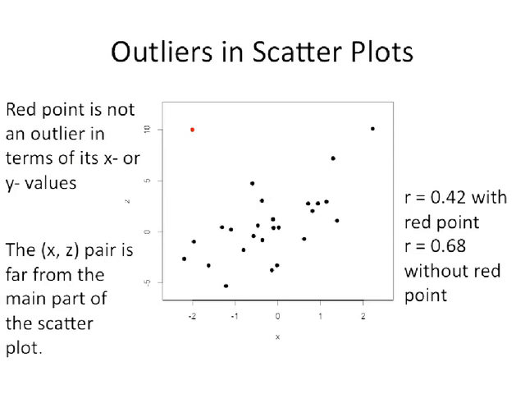So again, the correlation with that point is 0.42, and without that point is 0.68. So that point, if we only look at its x value, it's not an outlier. If we only look at its z value, it's not an outlier. But when we look at it plotted in our scatter plot, then the combination in terms of the relationship between x and z is an outlier. So what do you think the residual might look like for this point?